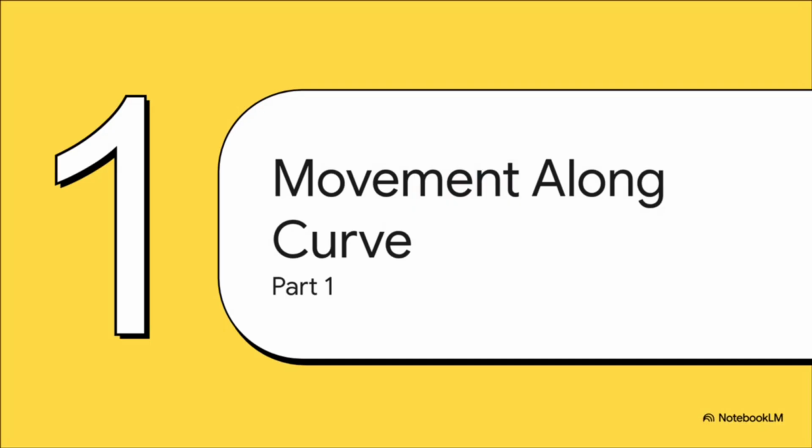Okay, first up, let's talk about a movement. I want you to think of it like this. You're walking on a clearly marked path. You can go forwards, you can go backwards, but you are staying on that same path. That is exactly what's happening with the curve here. We're not leaving it, we're just moving along it.